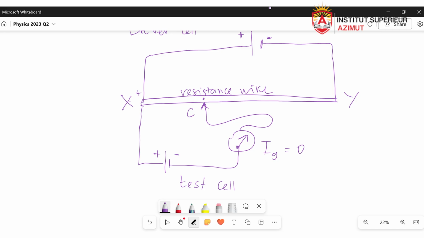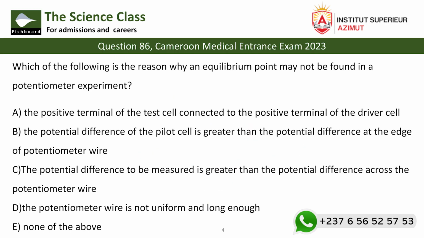But if the test cell has a bigger potential difference, we would reach Y and we would still not have found a point at which equilibrium is achieved. So yes, if the test cell has a higher PD than the driver cell, there is no way we will achieve equilibrium in a potentiometer. So C is correct. D, the potentiometer wire is not uniform and long enough.